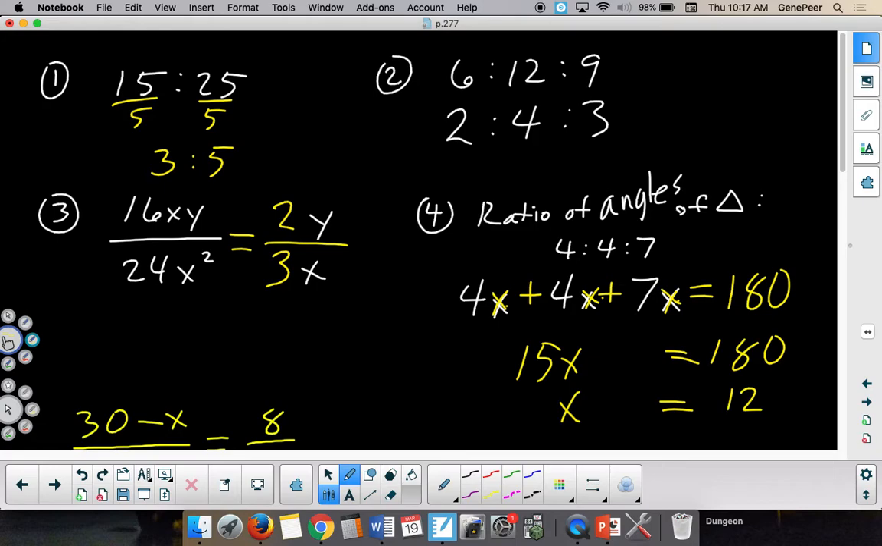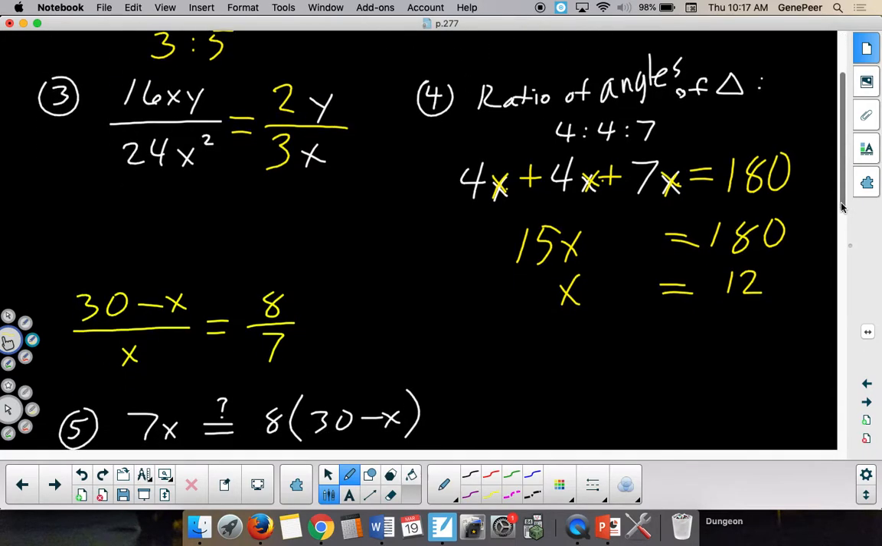4 times 12, let's go down here a little ways. 4 times 12, 48. And 7 times 12, which is what 7 12s would be, 84. If we were to add these up to test it out, we would find out that indeed they do add up to 180. Okay, hopefully that's pretty clear.